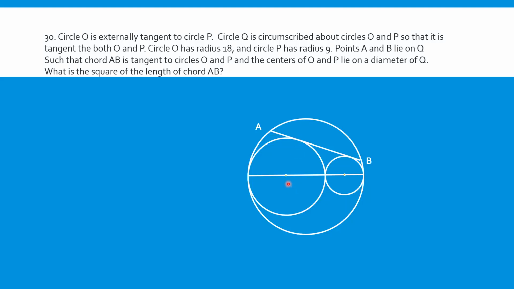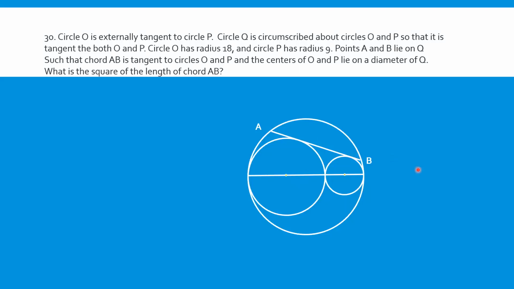And the centers of O and P lie on a diameter of Q. So the center of Q is here. The question is, what is the square of the length of chord AB? Square of the length of AB.